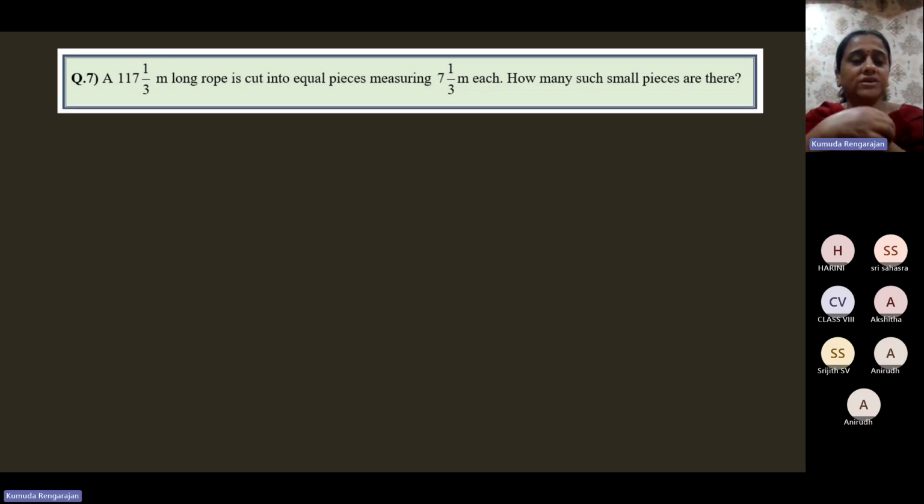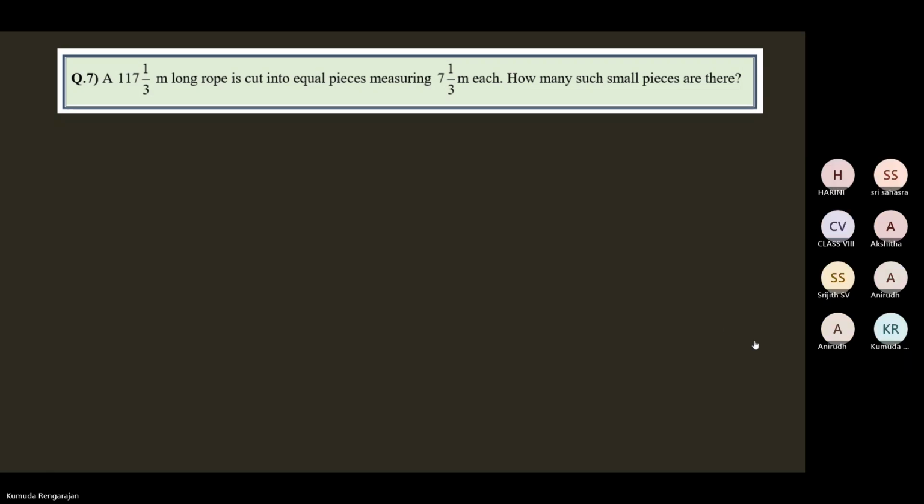A 117 1 by 3 meters long rope is cut into equal pieces measuring 7 1 by 3 meters each. How many such small pieces are there? I want the answer from you. Take down the question and work out the answer. I'll come back in 5 minutes.